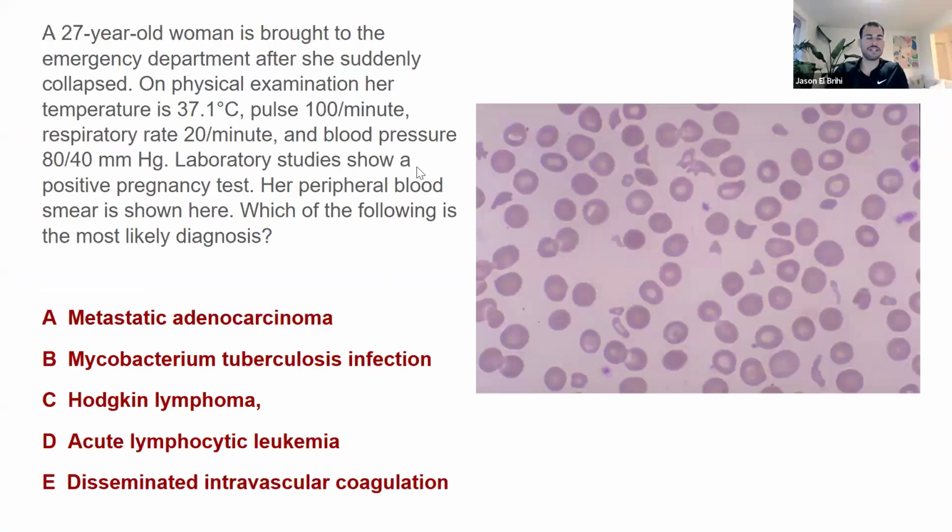Great, another question here. A 27-year-old goes to the emergency department after collapsing. She is afebrile. She's got a heart rate of 100, respiratory rate of 20, and her blood pressure is low. It's 80 on 40. And the lab tests show that she's pregnant. Now we have a smear here. Which of the following is the most likely diagnosis?